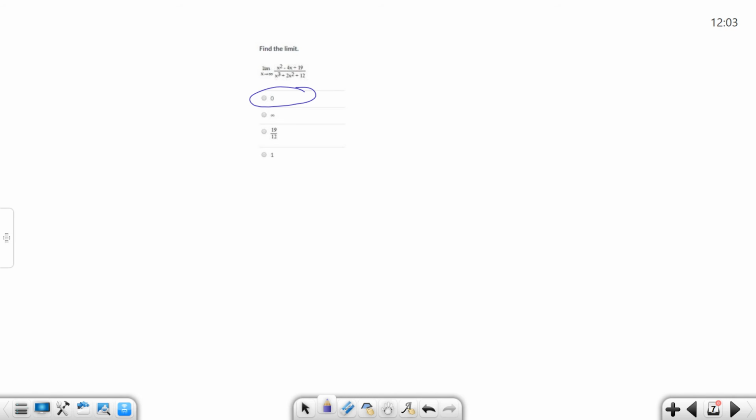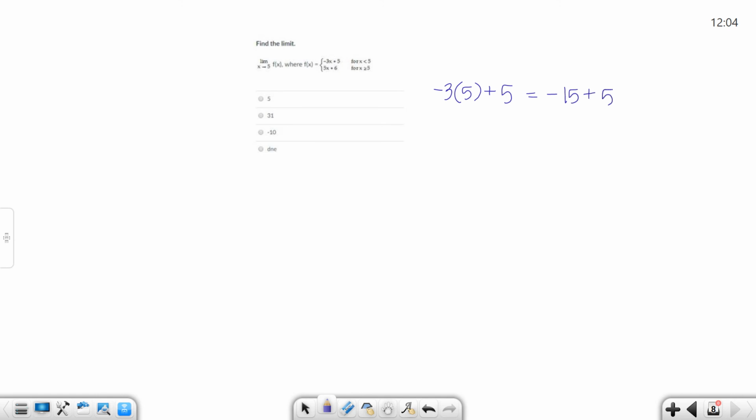Your last limit that you have is a piecewise function. All you do with a piecewise function is plug it in, both pieces, to see if it matches. I'm asking the limit as x approaches 5. If I plug 5 into the top, I get negative 15 plus 5. So I get negative 10. If I plug in 5 into the bottom, I get 31.